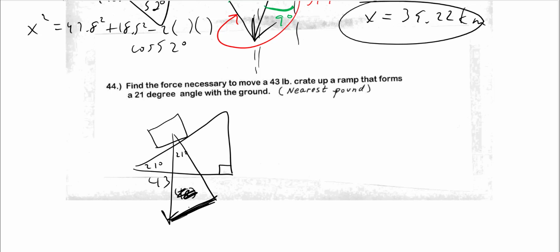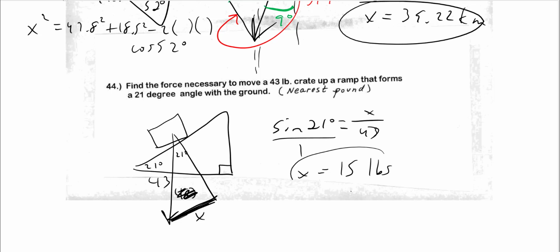So it's basically just sine. So sine of 21 degrees is equal to, we'll call that x, x over 43. So cross multiply, 43 sine of 21, x equals 15 pounds. Okay.